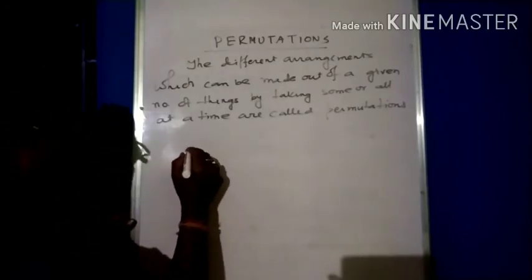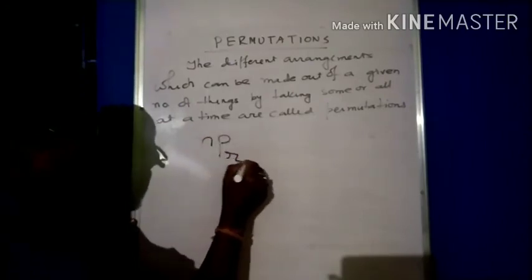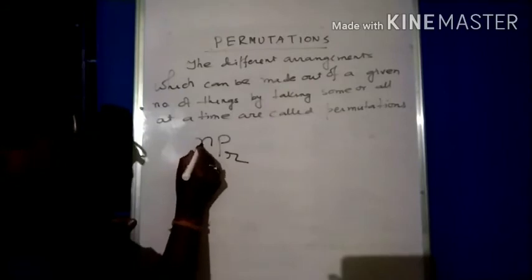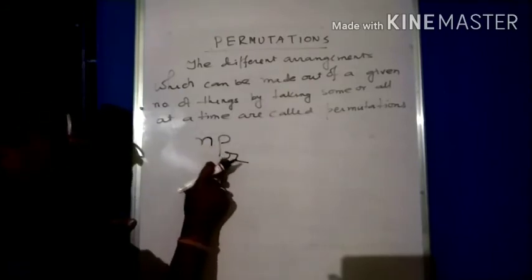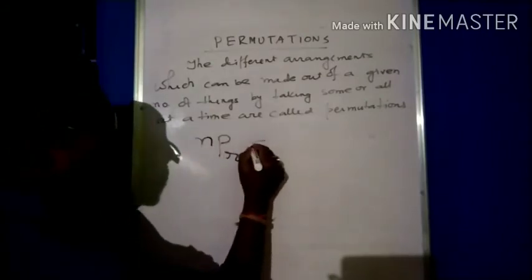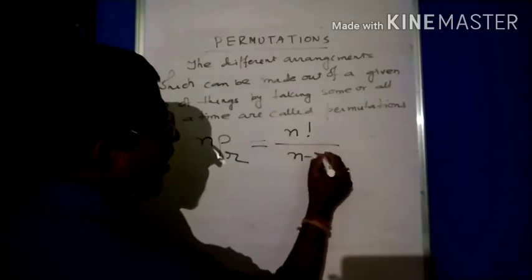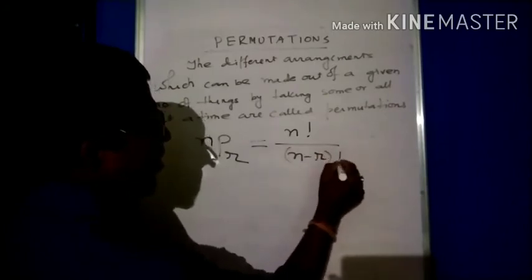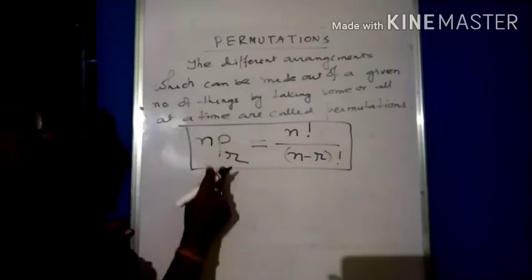Permutations are denoted by nPr. Here n is the number of things, and r is the number of things taken at a time. This is the notation. The formula is factorial n divided by factorial n minus r. This is the formula to find the number of permutations of n things taken r at a time.